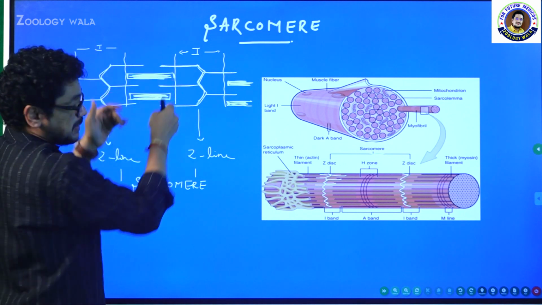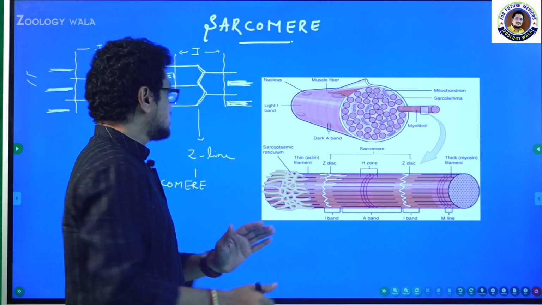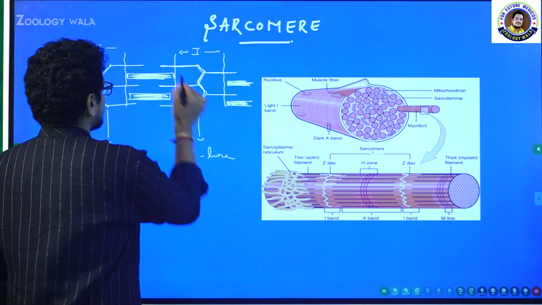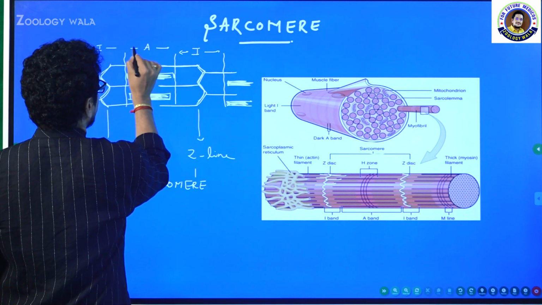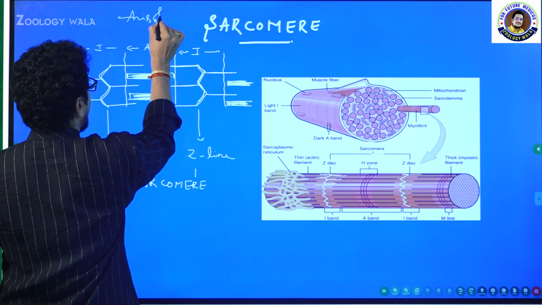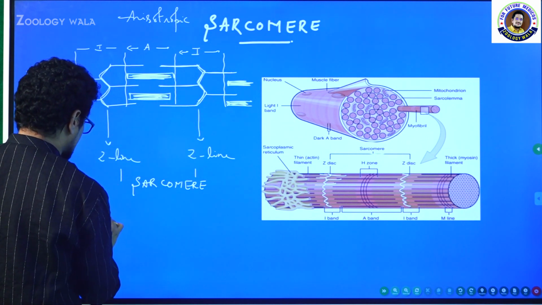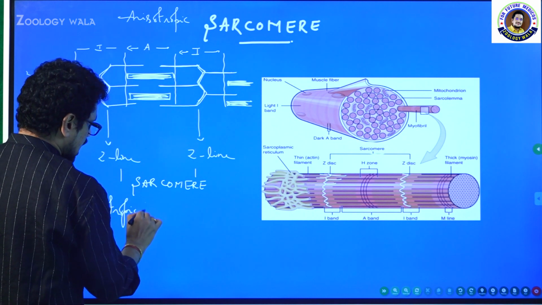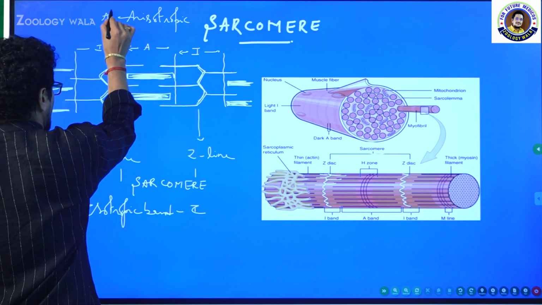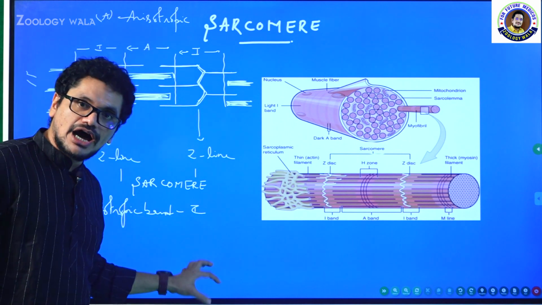And the place where thick filaments are present, see, this is one thick filament, this band is called the A band. A stands for anisotropic band, and I stands for isotropic band. Anisotropic band, A band; isotropic band, I band.